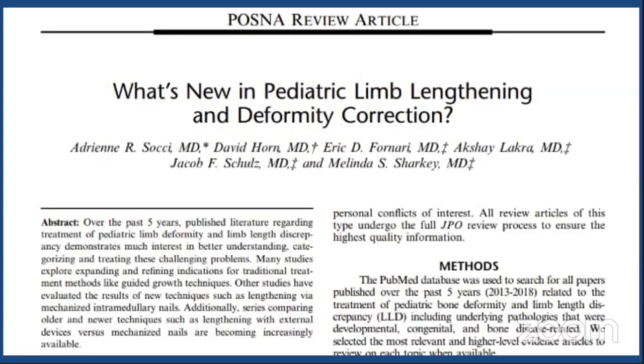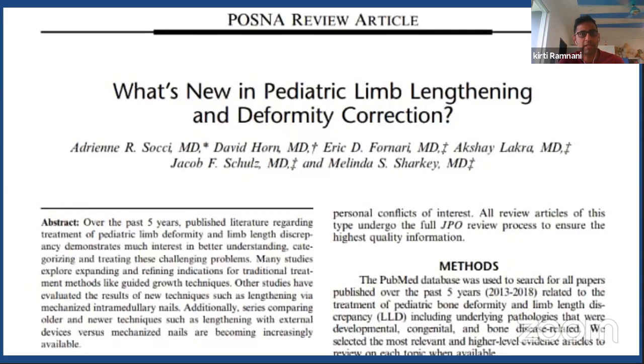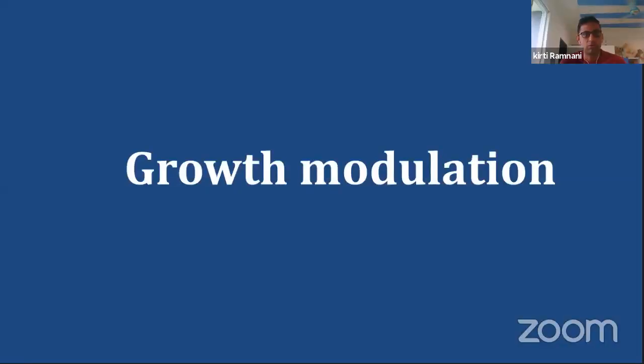Yes, yes. So this article is from Philadelphia and New York, and they have reviewed all the articles on limb lengthening and deformity correction which were published from 2013 to 18. They wanted to find out what were the new advances in this field. So they have taken up all the patients, whether they were congenital limb deficiencies, developmental deformities, or even metabolic, and reviewed the articles. I have just divided them into groups.